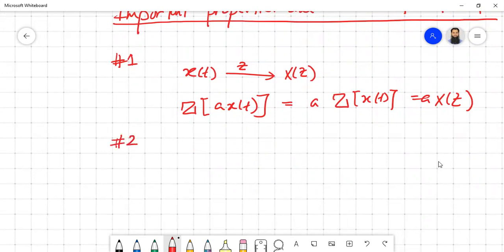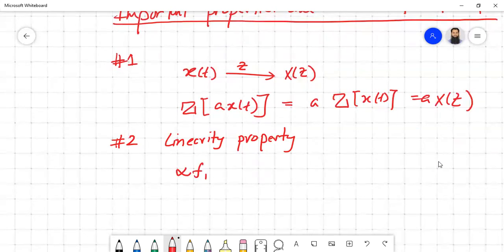The second one is the linearity property, which includes homogeneity. If you have two functions, say alpha f1(t) plus beta f2(t), what should be the corresponding Z transformation?